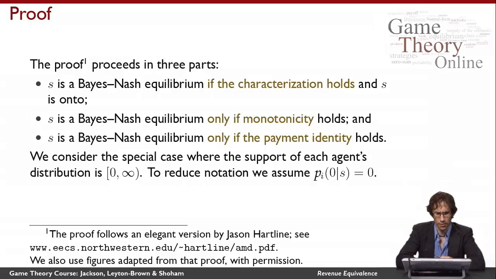I'll make a couple of simplifying assumptions in this proof just to make it a little bit less annoying to follow. I'm going to consider the special case where the support of every agent's valuation function is between 0 and infinity. So we just have arbitrary non-negative real valued valuations. And I'm going to assume that the payment of an agent with the lowest possible type is 0, as I've mentioned before.